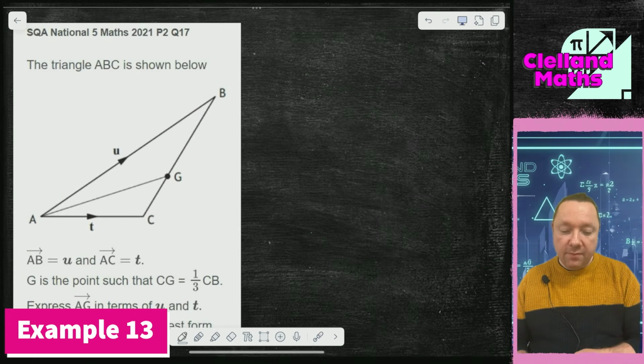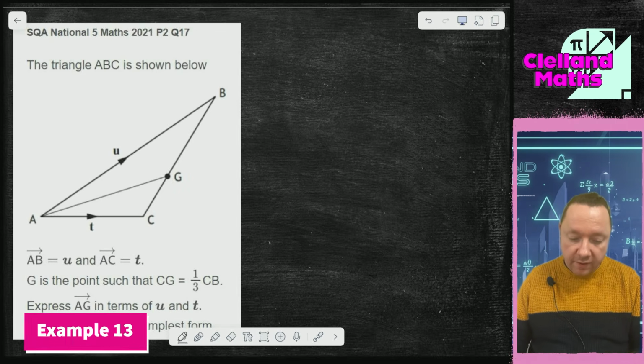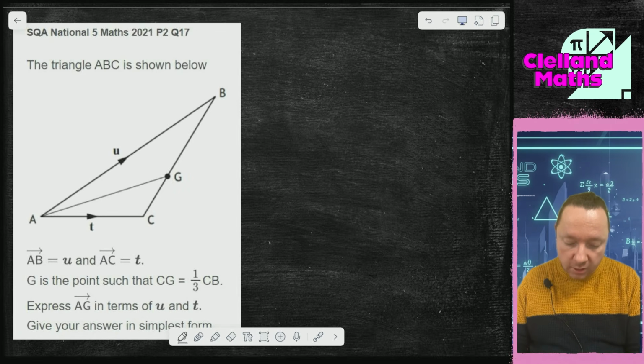Okay, SQA National 5 Maths, 2021 paper 2, question 17 on vectors. Triangle ABC is shown. A to B equals U, it shows that in the diagram. A to C equals T.